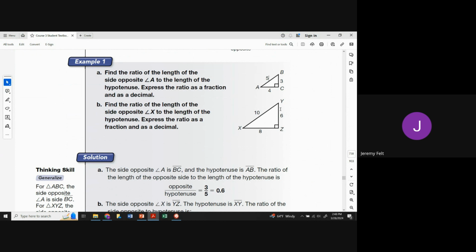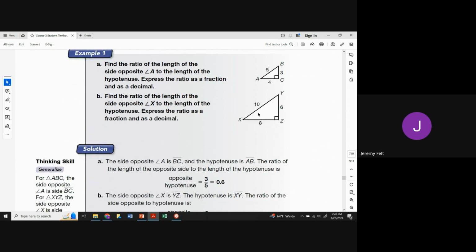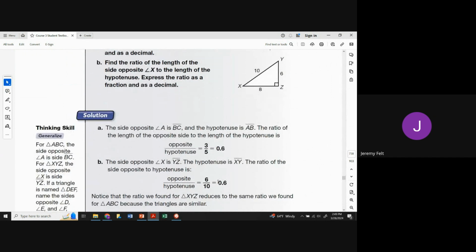Now, let's say we scale it by 2, and our 3, 4, 5 right triangle becomes a 6, 8, 10 right triangle. We just multiplied everything by 2, so our dimensions have doubled. Let's look at the relationship. We're looking at A, now we're looking at X. The opposite over the hypotenuse is 6 over 10, which reduced is 0.6. The same thing here.